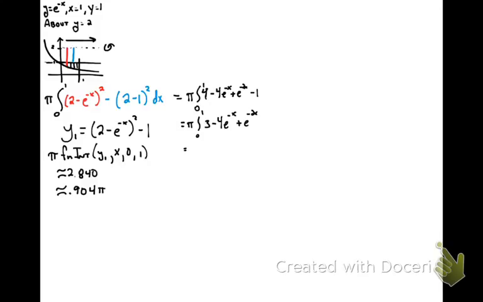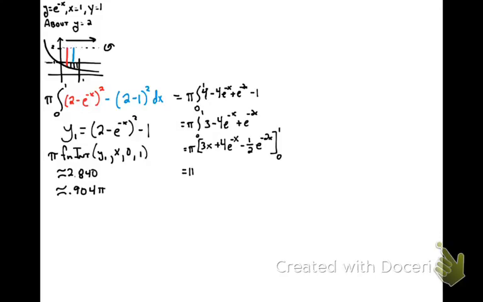When we integrate this, the integral of 3 is 3x. The integral of negative 4 e to the negative x will be positive 4e to the negative x by the chain rule. And when you integrate e to the negative 2x, you will get negative 1/2 e to the negative 2x, again thinking through the chain rule. And this will be from 0 to 1.